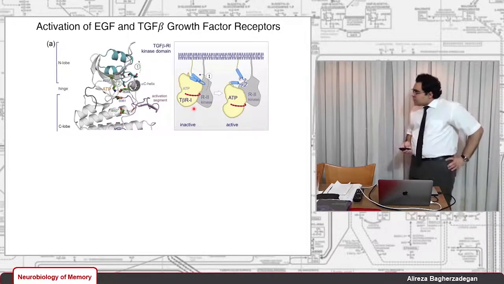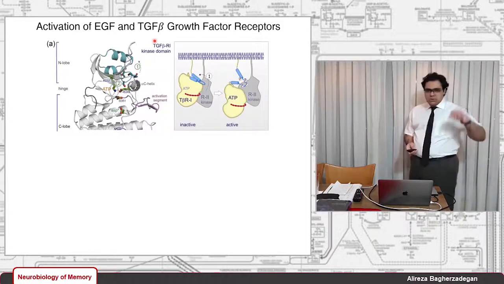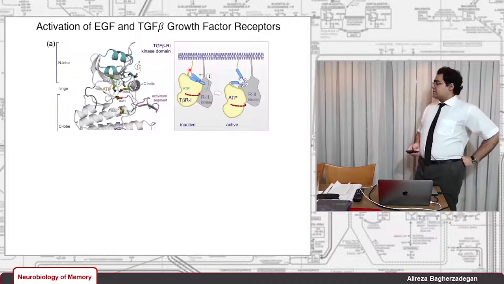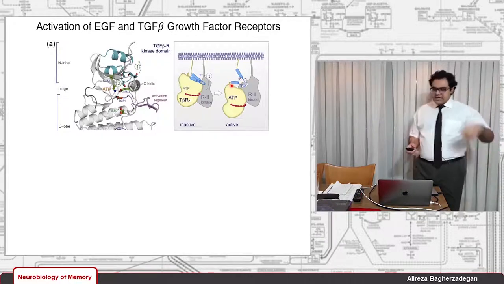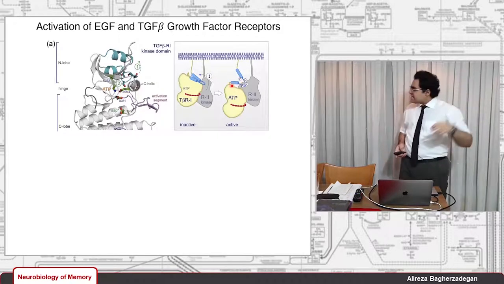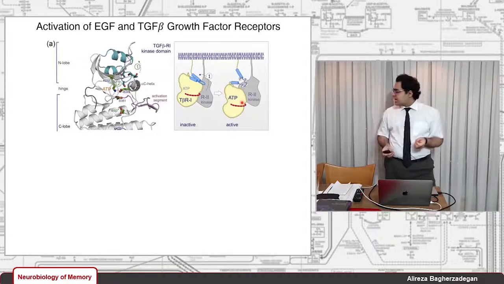So what happens then when the transforming growth factor, or the signal, or the ligand binds to receptor type 2? The type 2 receptor phosphorylates this glycine serine rich domain, okay? It phosphorylates this GS domain. And as a result of this phosphorylation, this GS domain is detached from the N lobe. And now the N lobe can correctly coordinate the ATP. And now it is active.